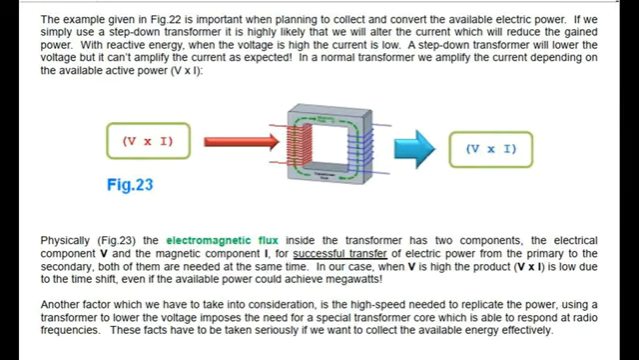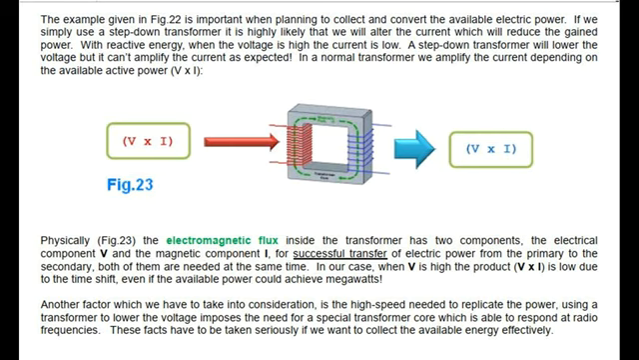Physically, Fig 23, the electromagnetic flux inside the transformer has two components, the electrical component V and the magnetic component I. For successful transfer of electric power from the primary to the secondary, both of them are needed at the same time. In our case, when V is high, the product voltage times current is low due to the time shift, even if the available power could achieve megawatts.